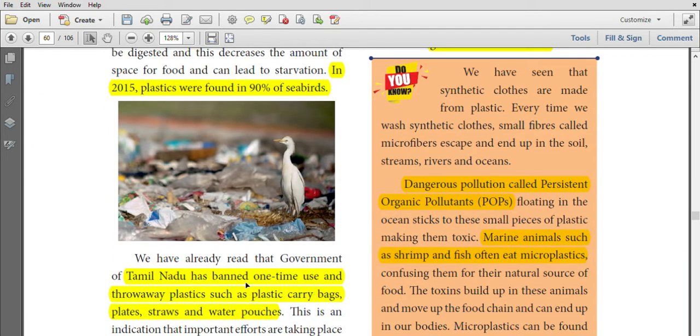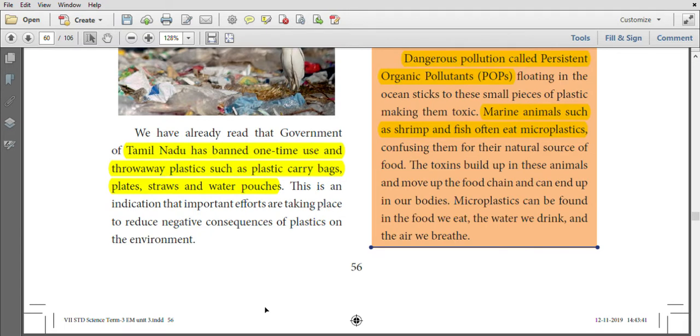Tamil Nadu has banned one-time use and throwaway plastics such as plastic carry bags, plates, straws and water pouches. But we are now still using them, the carry bags and pouches.